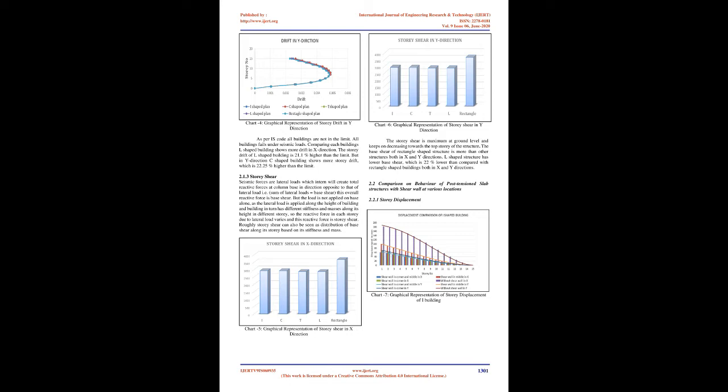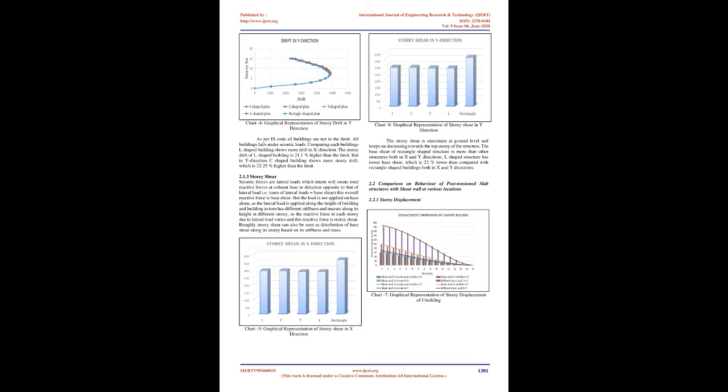Chart 3 and Chart 4 represent the drift of each building in X and Y directions under seismic effect. Chart 3, graphical representation of storey drift in X direction. Chart 4, graphical representation of storey drift in Y direction. As per IS code, all buildings are not within the limit. All buildings fail under seismic loads.